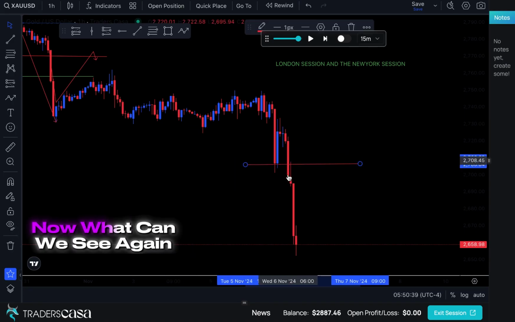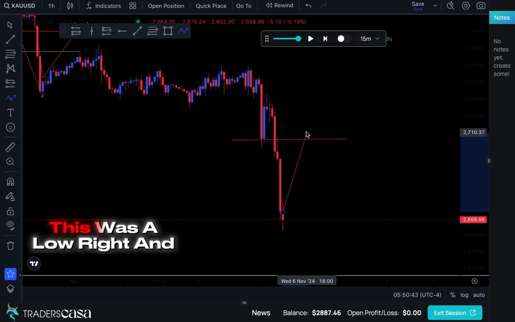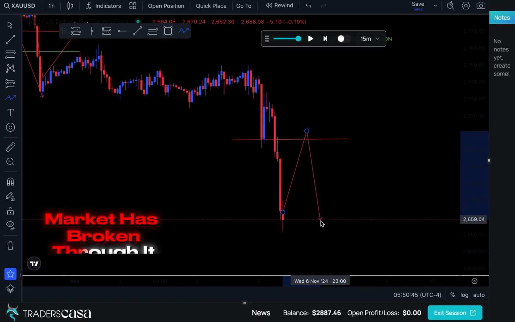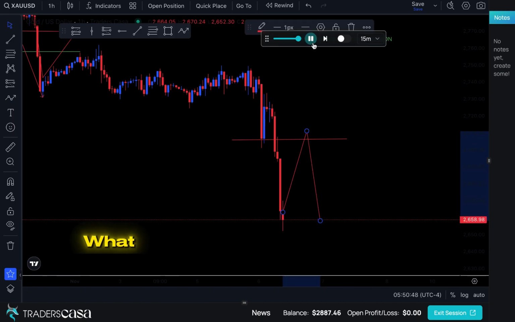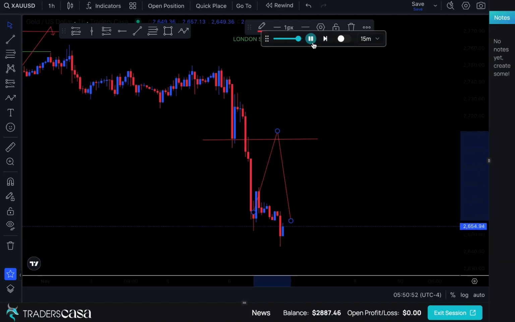So now what can we see again? Market has what? Broken another level. This was a low, right? And market has broken through it. We wait for market to do what? To come back again to that zone, and we can look to what? To sell. So let's see what's going to happen next.